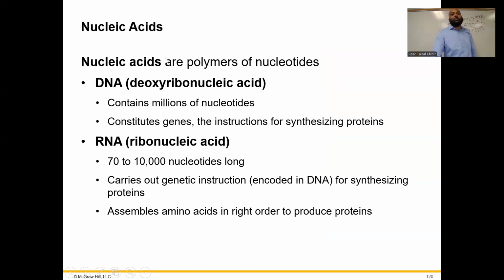Nucleic acids are polymers of nucleotides such as DNA, and DNA contains millions of nucleotides, and that is what constitutes the genes. And RNA is the ribonucleic acid, and it assembles amino acids in the right order to produce the proteins.